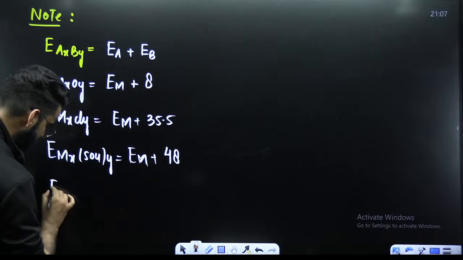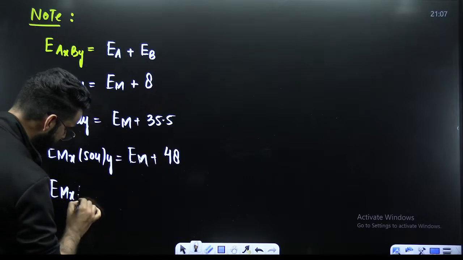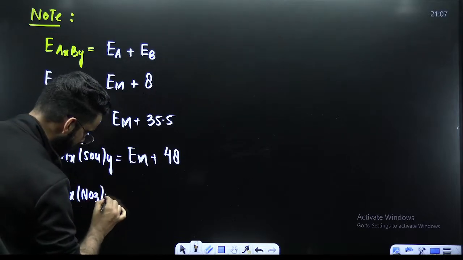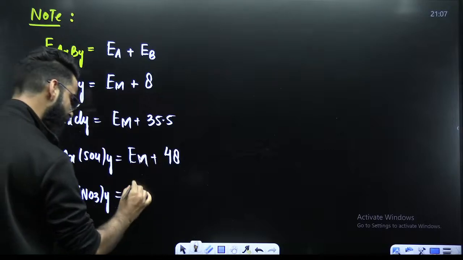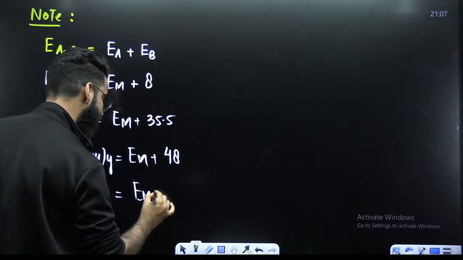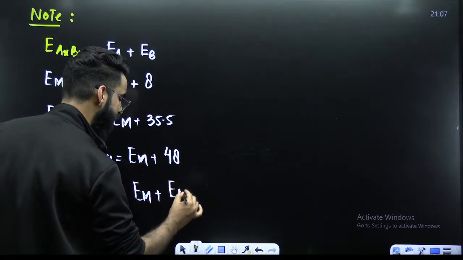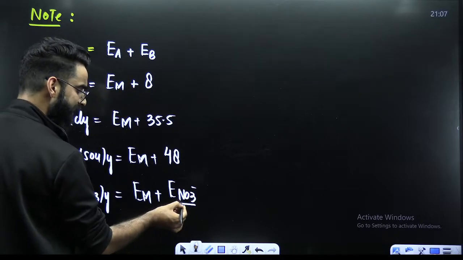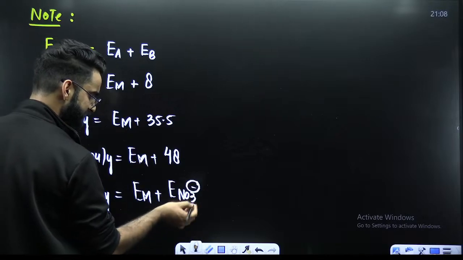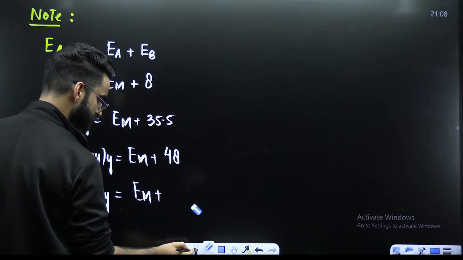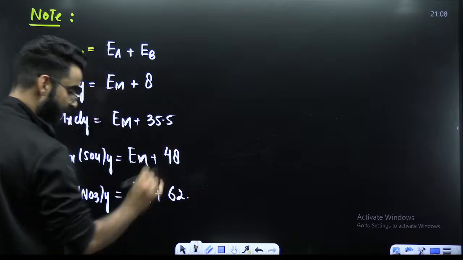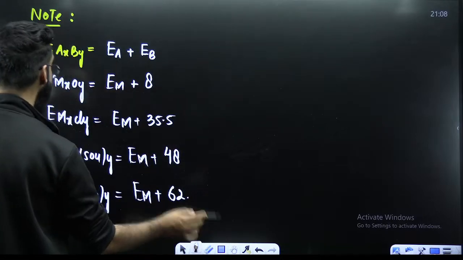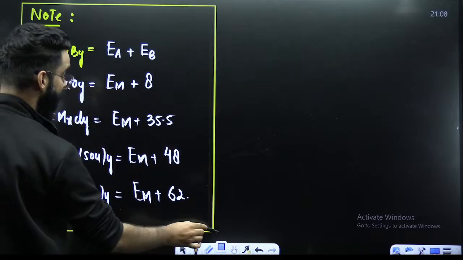Similarly, for example, if I write equivalent mass of metal nitrate, it will be equal to equivalent mass of metal plus equivalent mass of NO3 negative, right? Equivalent mass of NO3 negative will be equal to molar mass of NO3 divided by its n factor, that's 1. So 62 divided by 1 comes out to be 62. So this can be written like this. First of all, I would want you guys to remember this particular scenario which I mentioned over here.